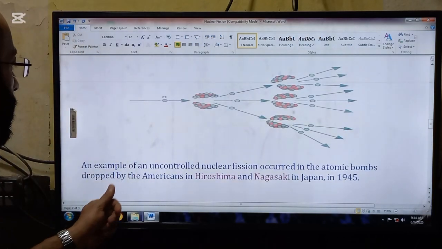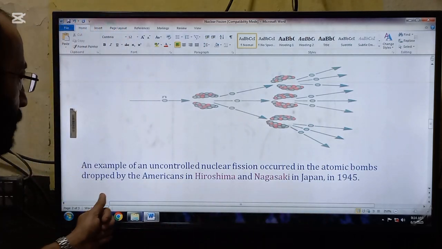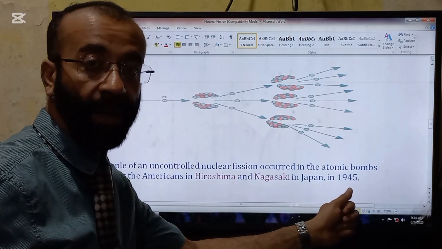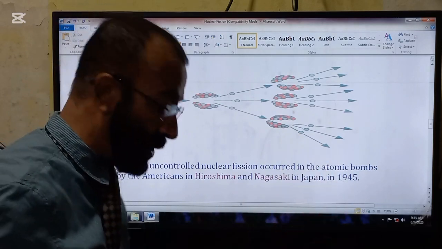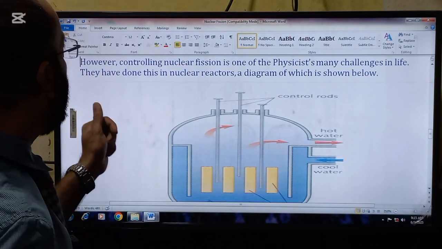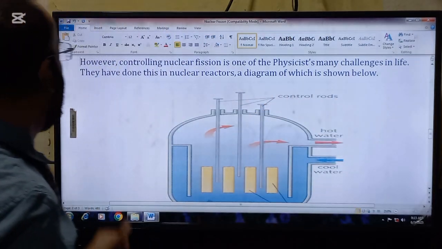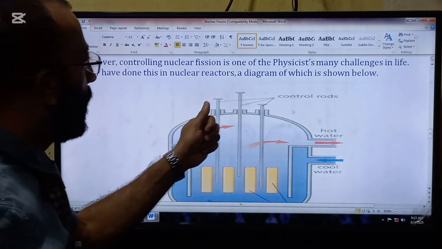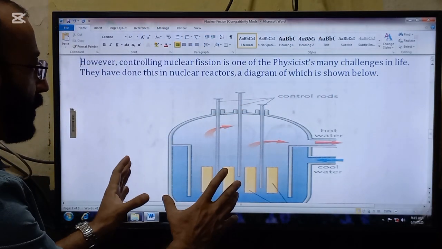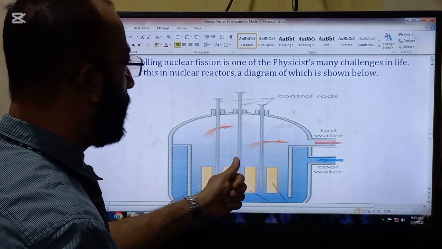An example of an uncontrolled nuclear fission occurred in the atomic bombs dropped by the Americans in Hiroshima and Nagasaki in Japan in 1945. That was a big disaster. However, controlling nuclear fission is one of the physicists' many challenges in life. They have done this in nuclear reactors, a diagram of which is shown below. So the controlled fission process is carried out in nuclear reactors, and here is a diagram.